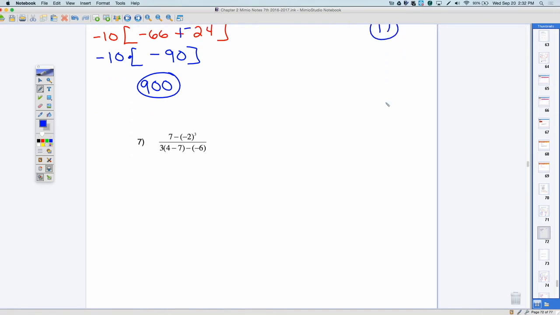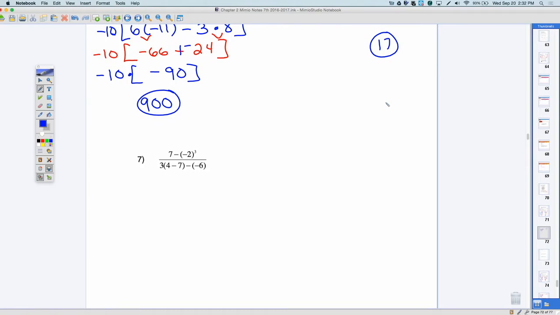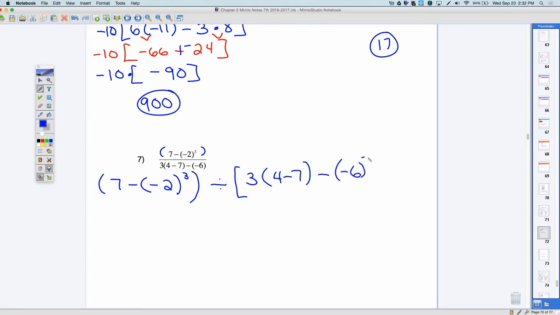The other way we can do this is rewriting the numerator and the denominator. I'm going to put parentheses around it. So this is my numerator. Or I could use brackets. And I'm going to rewrite my division. And here's my denominator. I'm going to use brackets on this side because I already have some grouping symbols. So 3 times, and then parentheses, 7 minus 4 minus a negative 6. Close your brackets. I'm going to change this first one to a bracket.